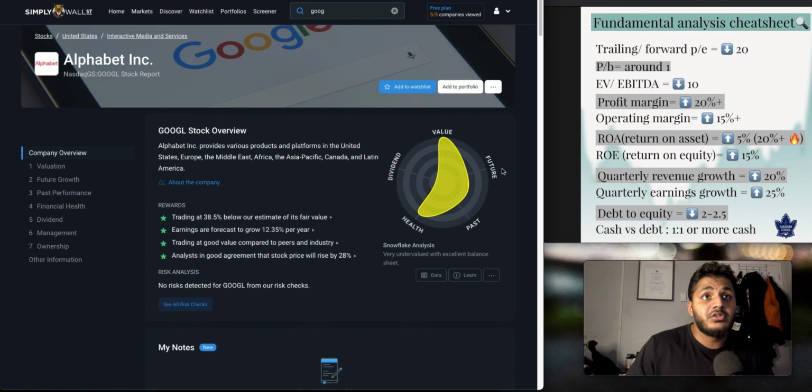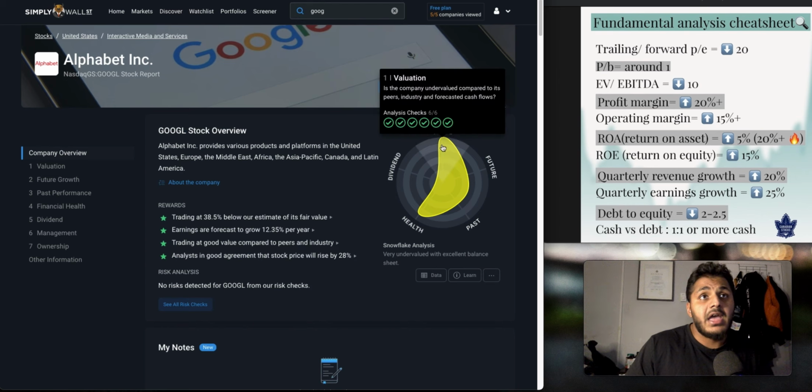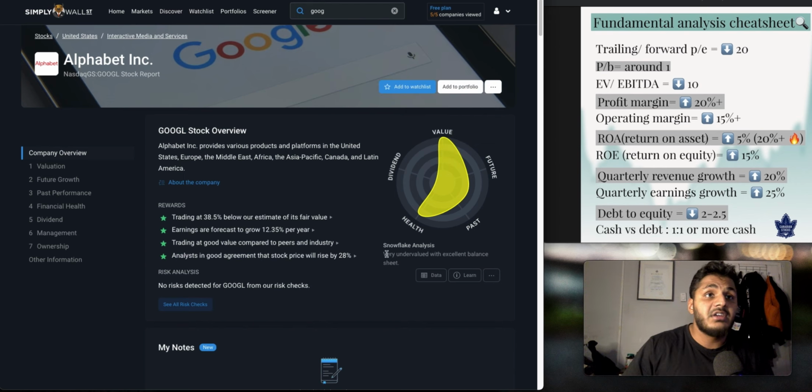You just look at this little circle pie chart over here, and it already tells us this is selling at a great value. It says actually right here, very undervalued with excellent balance sheet. Now this is why I chose to do Google's balance sheet, because it's an excellent balance sheet and the experts see it themselves. So you can always choose to compare Google's balance sheet with a company that you'd like. I think that's a great idea.